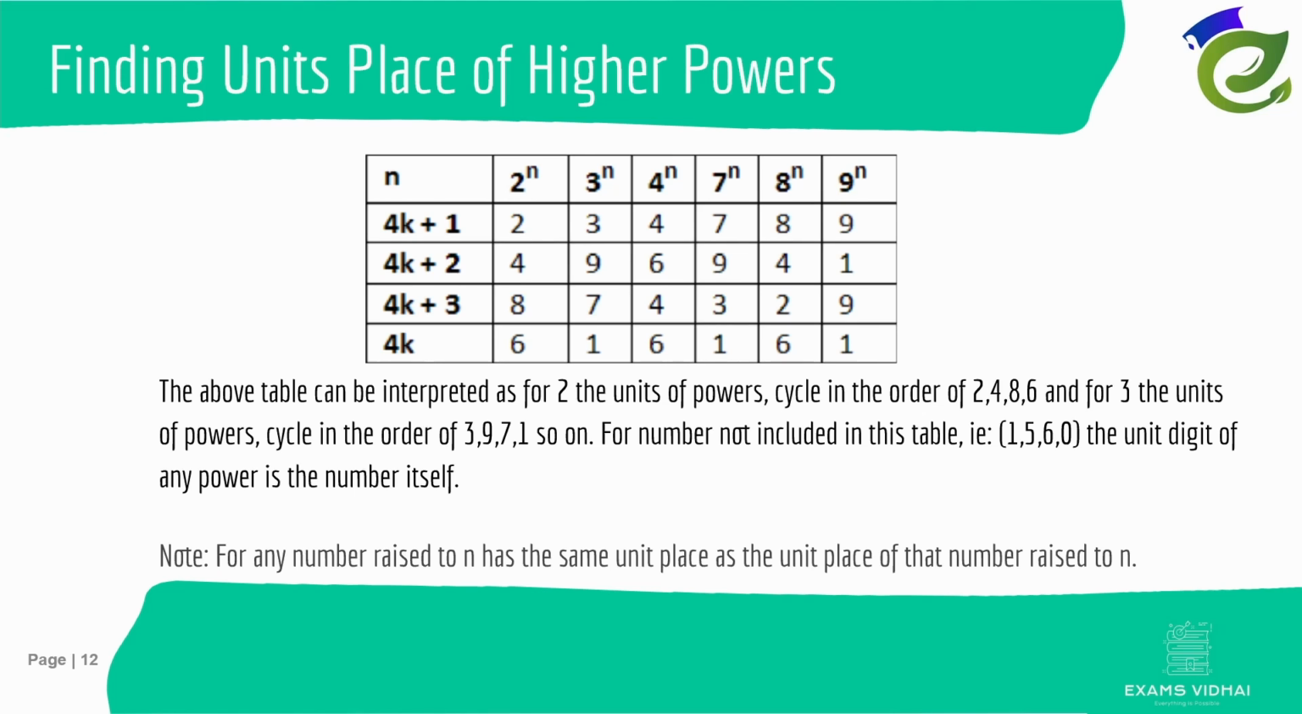And as you can see over here, any number raised to n has the same units place as the units place of the number raised to n. What it actually means is if you have 47 raised to the power 10, it's the same as the units place of 47, which is 7, raised to the power 10. And let's do an example problem to understand this more.